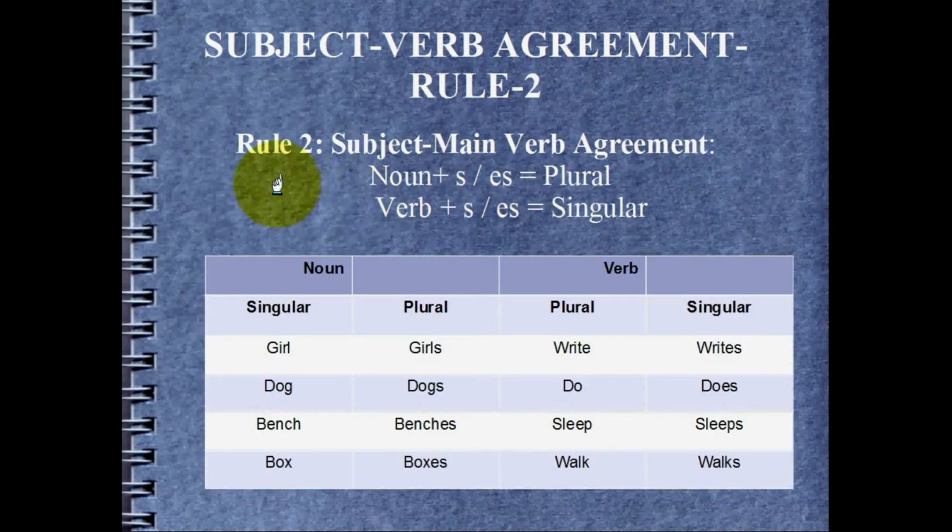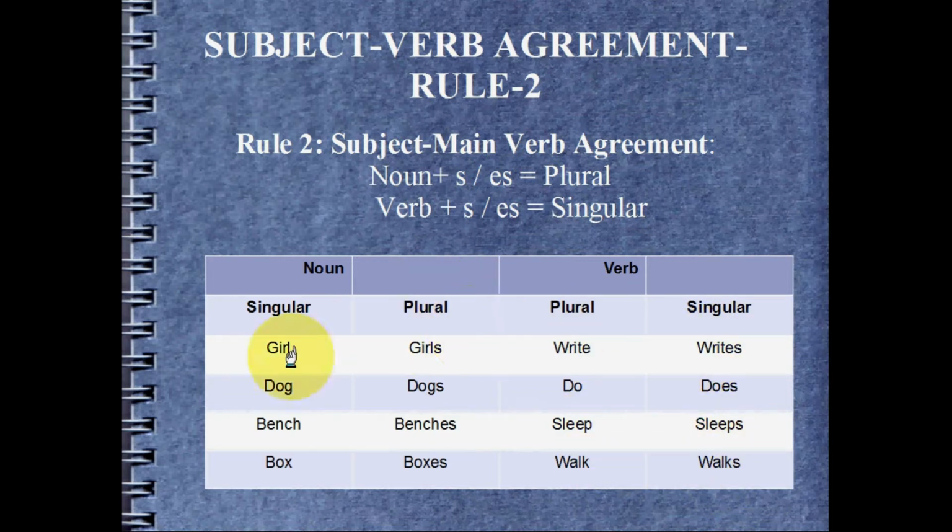So now we are going to understand the second rule of subject and verb agreement. The second rule is that a noun becomes plural if s or es is added to it, and in case of a verb it is opposite. When s or es is added, it becomes singular. For example, the verb write is plural, writes is singular, do is plural, does is singular, sleep is plural and sleeps is singular, walk is plural and walks is singular.